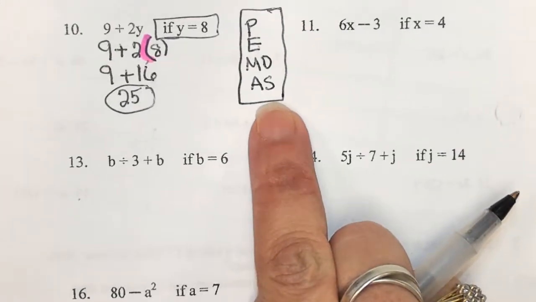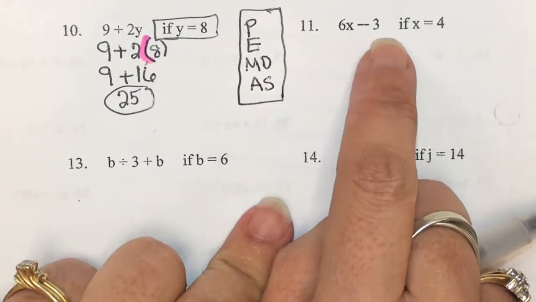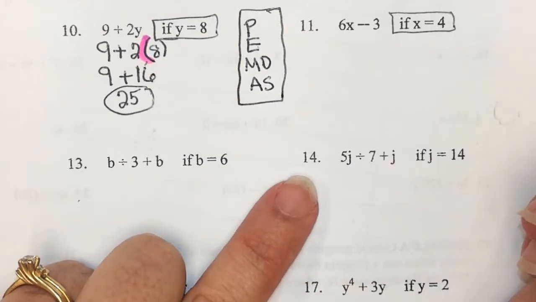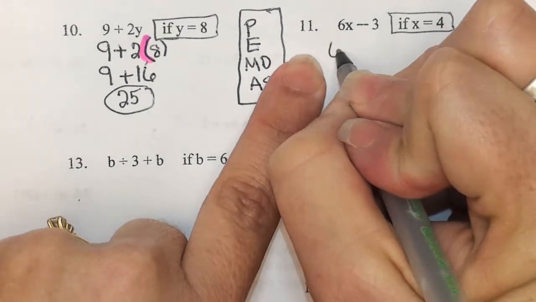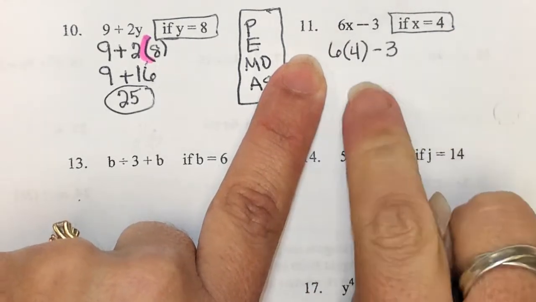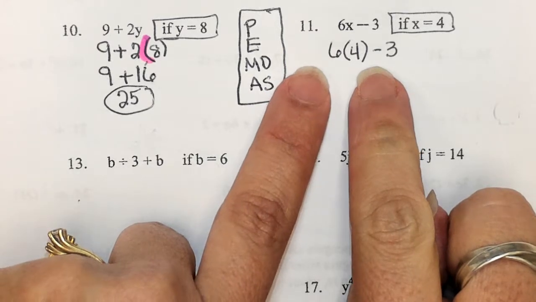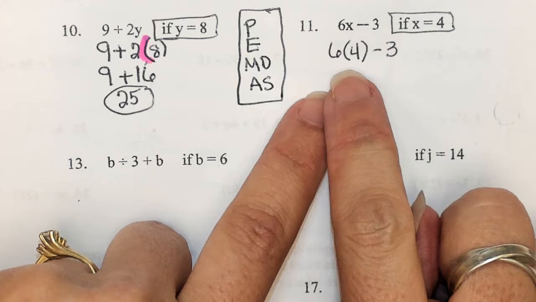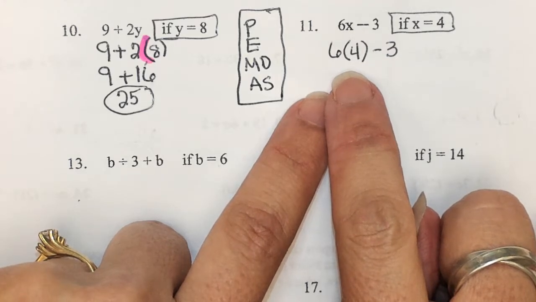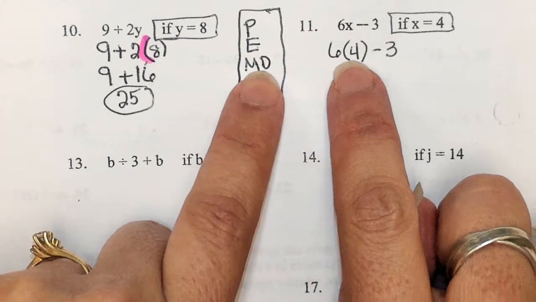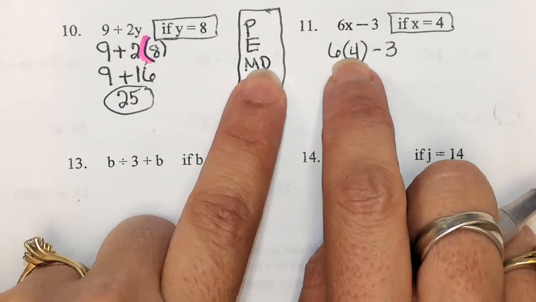Look at number 11. Okay, 6x minus 3 if x equals 4. Okay, 6 times 4 minus 3 is the way it should look. Now, why do you do it first? Well, because it means multiply.